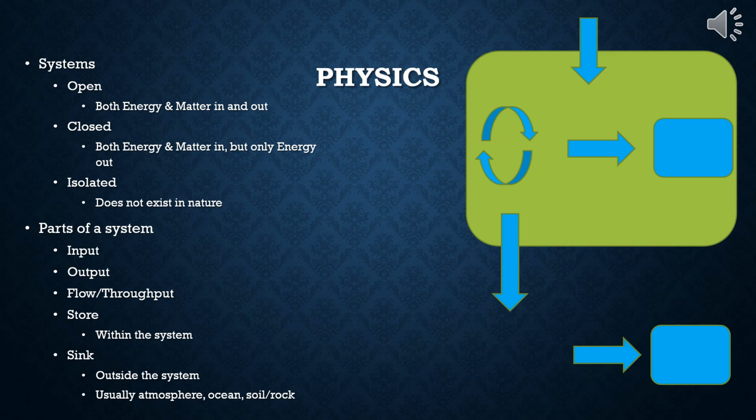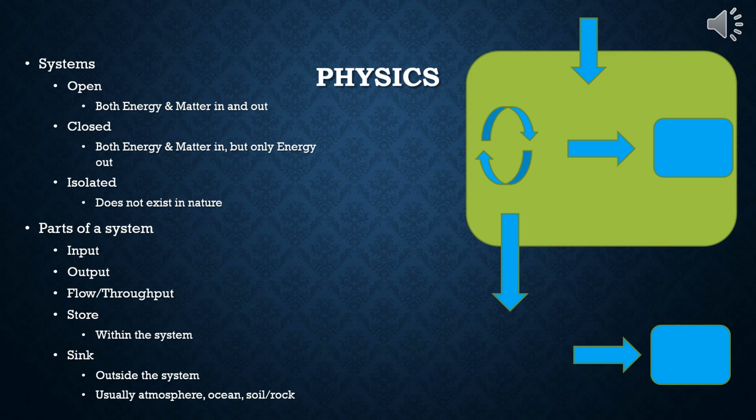So now let's talk about the parts of a system. Systems are made of 5 basic pieces: an input, an output, a flow, a store, and a sink. The input is simply what comes in. The output, what goes out. The flow is the series of cycles or changes that the inputs go through in order to become the outputs. An example of this would be a biogeochemical cycle.